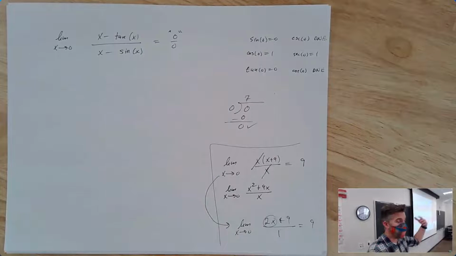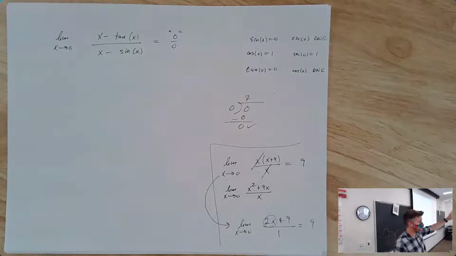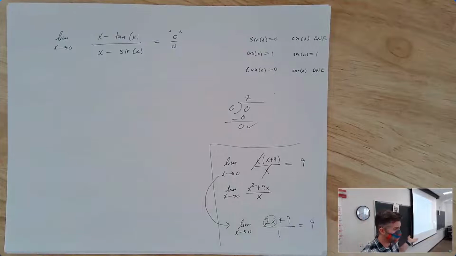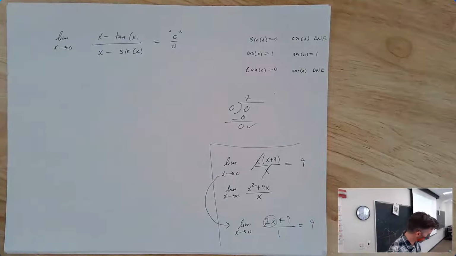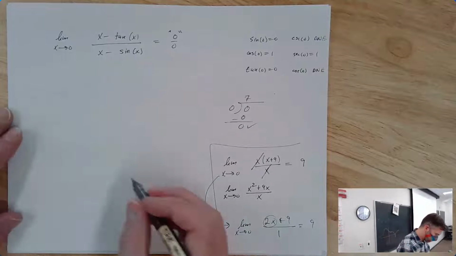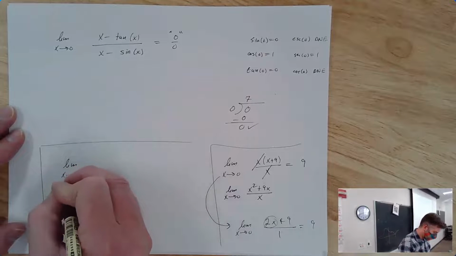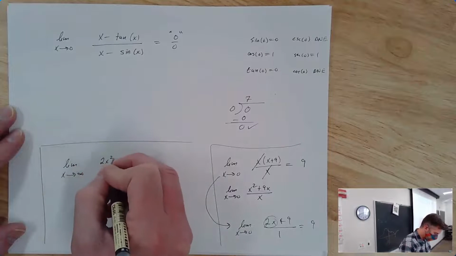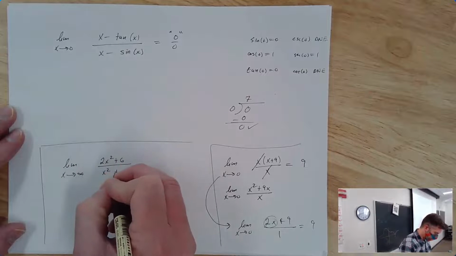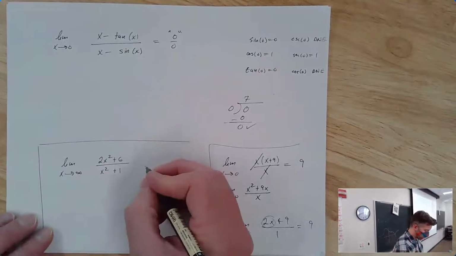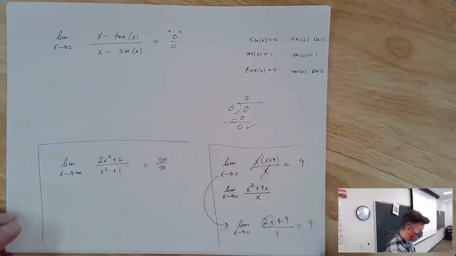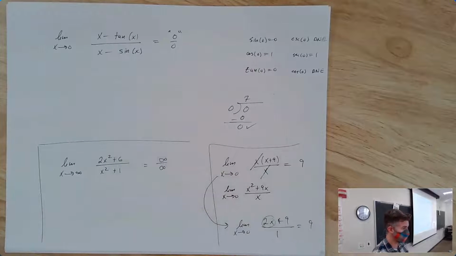But again, the point is that when it's 0 over 0, the answer can be anything. Same is true for infinity over infinity, because sometimes one infinity is much larger than the other infinity. Like the first example we did, the limit as x goes to infinity of 2x squared plus 6 over x squared plus 1. Right, this is definitely an infinity over infinity type, but that top is twice as large as the bottom, essentially.